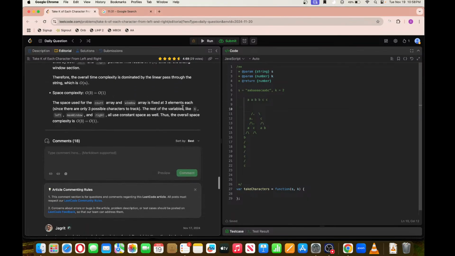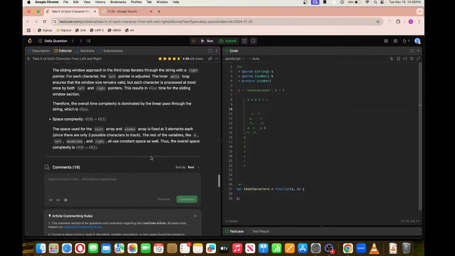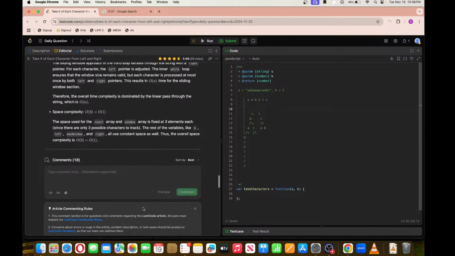Oh my god, I don't even want to look at the comments, because if I look at the comments, everyone will write very intelligent comments, and then I will feel very dumb.